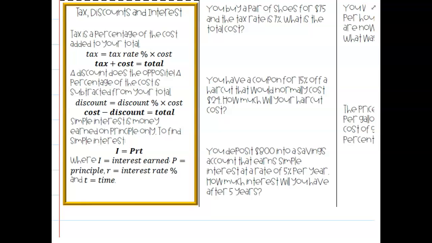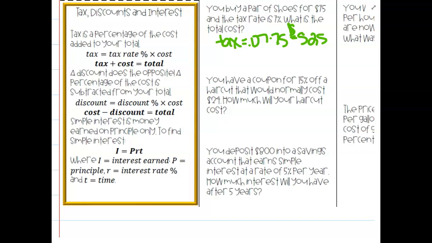So in this case, I'm going to take 7% to find the tax. I'm going to take 7%, but, guys, we're not going to use a percent. We're going to use a decimal, so it's actually 0.07. Times the cost, which is 75. And when you do that, you're going to get 5.25, which is $5.25. That means you have to pay $5.25 in tax.